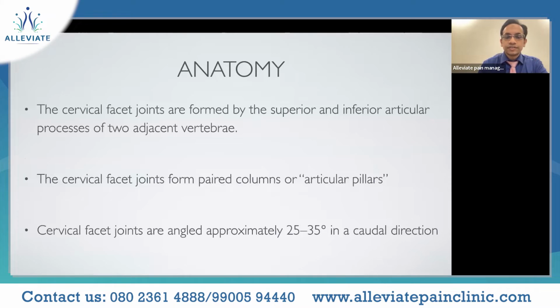So what are cervical facet joints? Remember, our entire spinal column is divided into three main components. The upper neck part is called the cervical spine, the mid and upper back is called the thoracic spine, and the lower back is called the lumbar spine. Whenever there is a spine, the bones sit one over the other, and whenever bones sit on top of each other, they form something called a facet joint. This facet joint can be a cause of pain. The facet joints are formed by the articulation between the superior and inferior articular processes of two adjacent vertebrae, and they are angled at 25 to 35 degrees in the caudal direction.